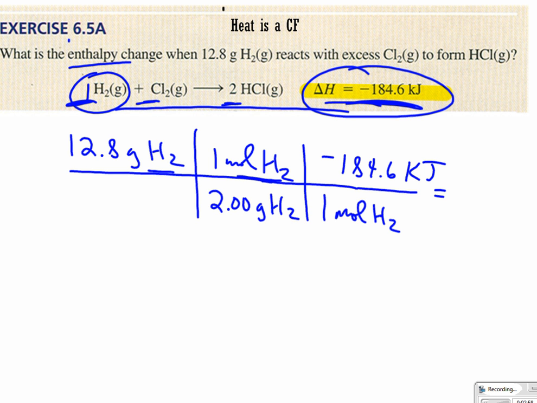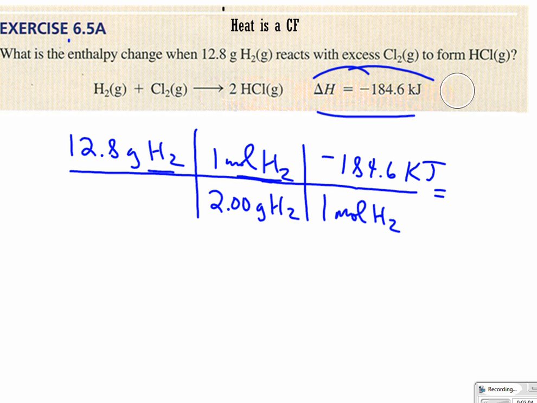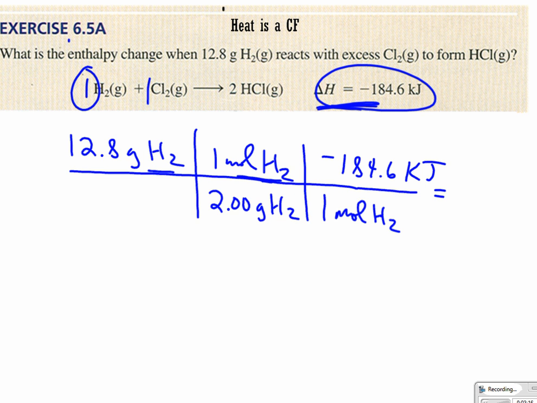Now, heat can be used as a conversion factor. One thing I want you to be aware of is when you look at this equation, it is exothermic. How do I know it's exothermic? Because the H is negative. The other thing I want you to be aware of is the ratios. If you notice here, one of these is equal to negative 184.6, and 2 of those. So heat is a conversion factor.